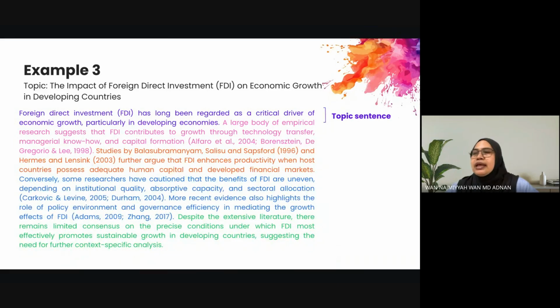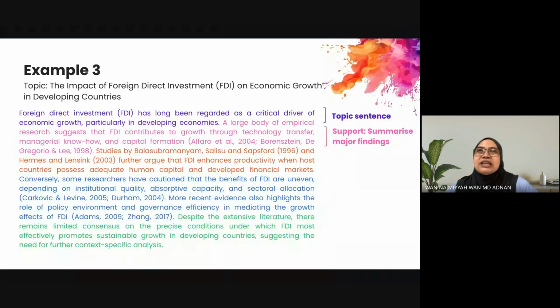Okay. And then you put in the supports in terms of, this is another way of doing it, by summarizing the major findings first. What each person has said, you summarize it in terms of the citation. This is what we call multi-citation. Alfaro, Borenstein.